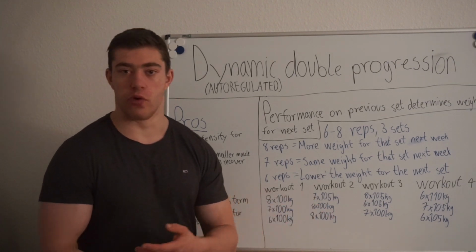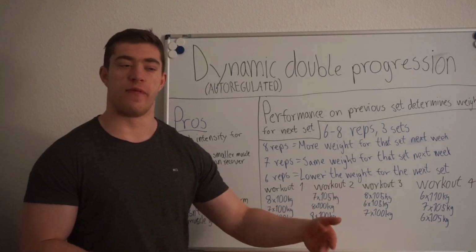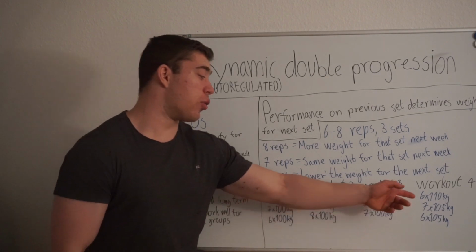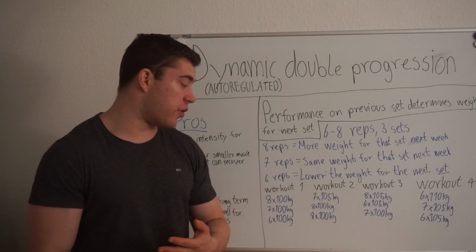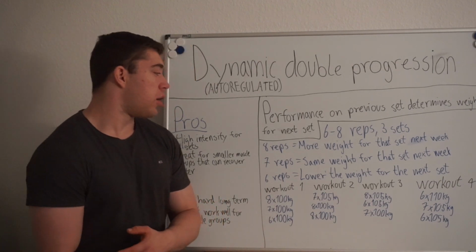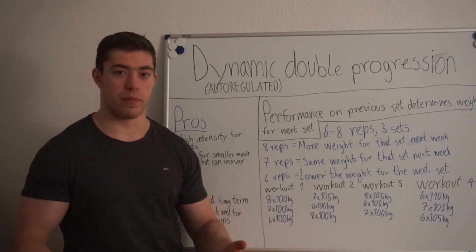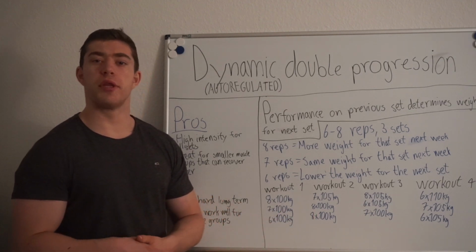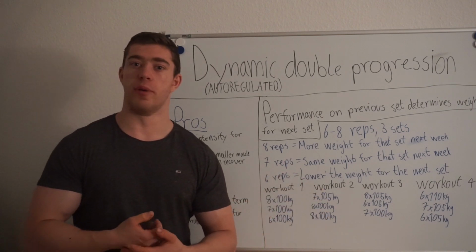If you're having a day where you don't perform as well or not feeling up for it, then you can always increase the goal weight again as soon as you're really feeling up for it. So in that way it becomes autoregulated basically. Now this is all for double progression. Let's take a look at what triple progression is.